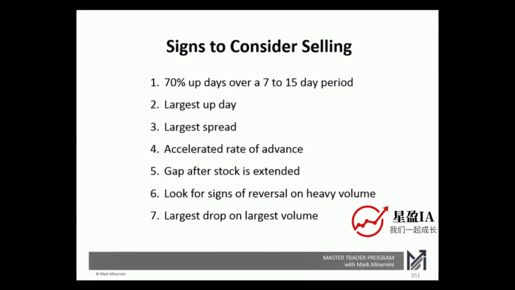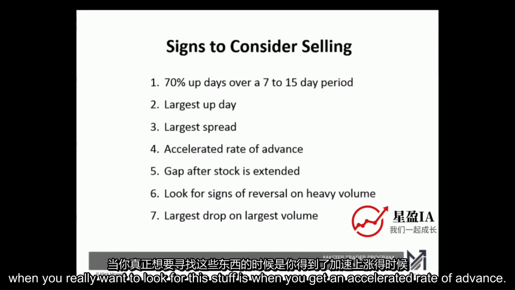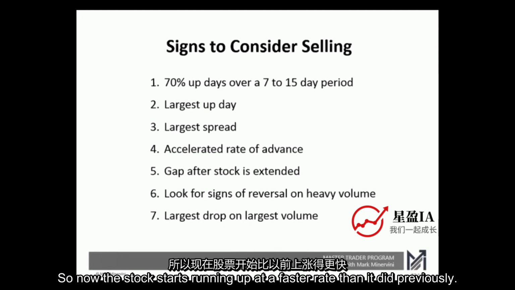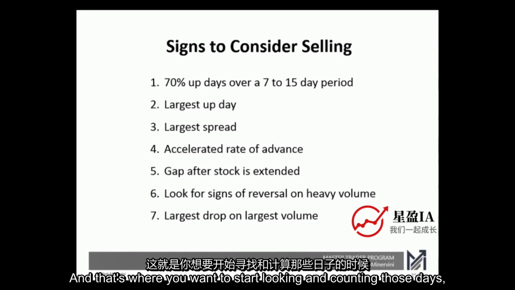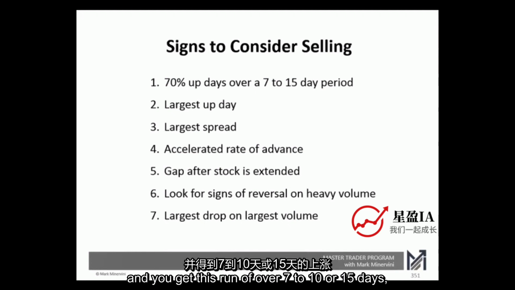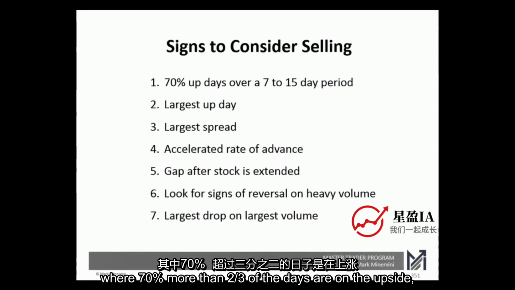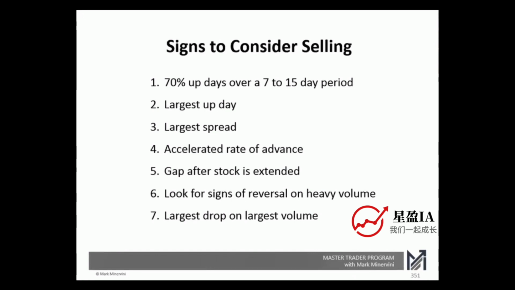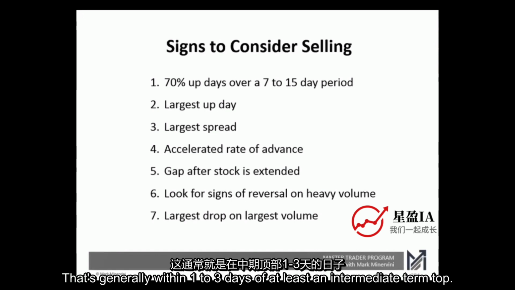readings. An accelerated rate of advance. As a matter of fact, when you really want to look for this stuff is when you get an accelerated rate of advance. So now the stock starts running up at a faster rate than it did previously. And that's where you want to start looking and counting those days, looking for the largest up day, looking for the large spread. When you get that largest up day, the largest spread, and you get this run of over 7 to 10 or 15 days where 70%, more than 2/3 of the days are on the upside, and you've accelerated, that's generally within 1 to 3 days of at least an intermediate term top.